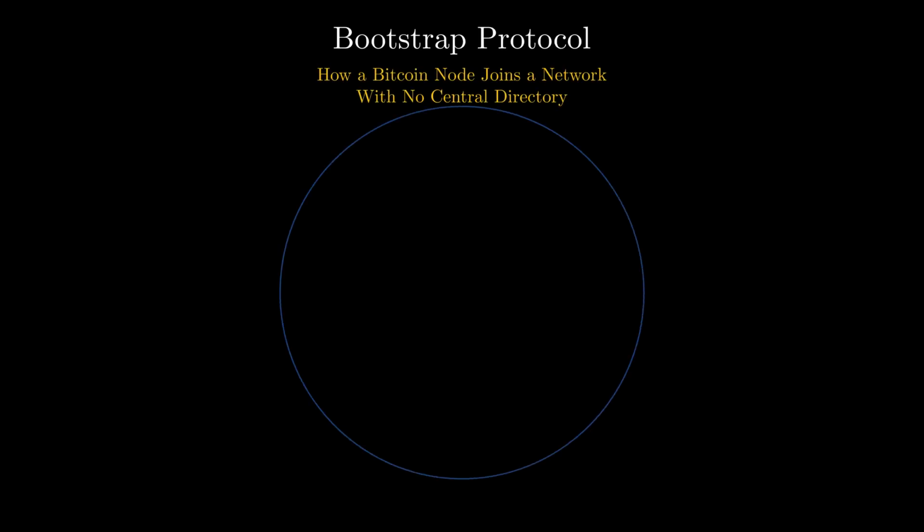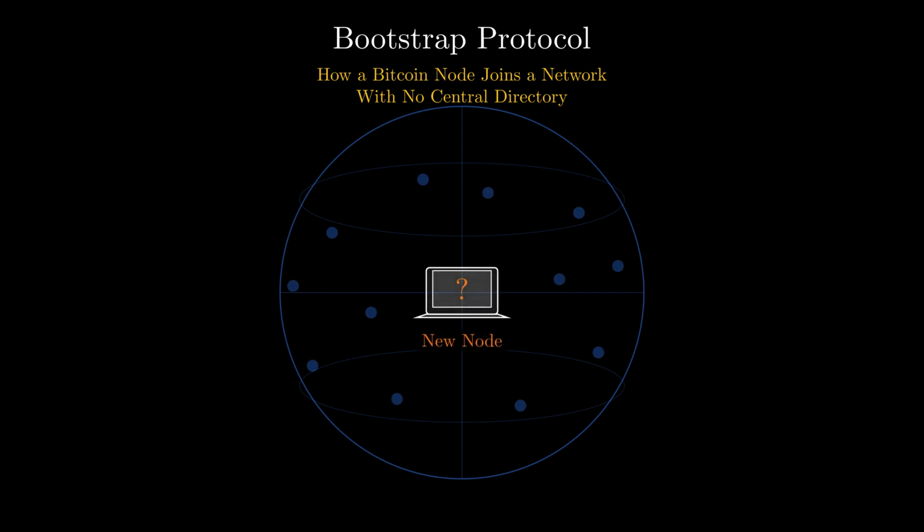You just installed Bitcoin Core. Your computer has never spoken to another Bitcoin node in its life. There's no central server to call, no master list of participants, no phone book. So how does it find anyone? The answer involves a tiny set of bootstrap servers, a 17-year-old protocol, and a network that organizes itself like a rumor spreading through a crowd.